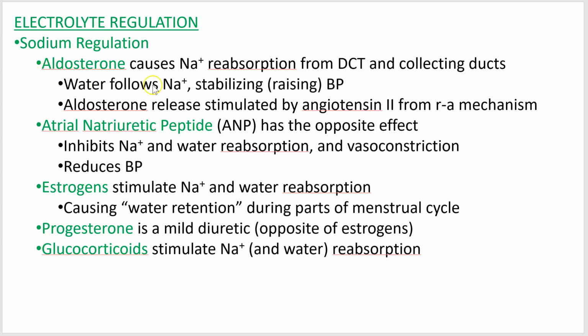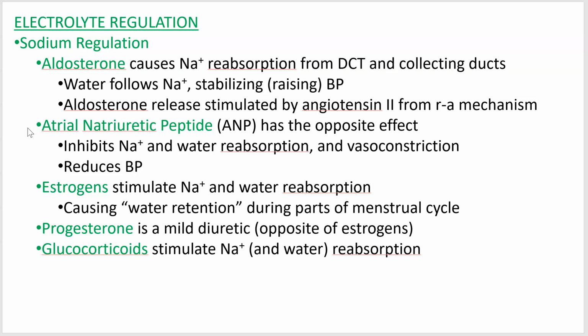Aldosterone, we're familiar with. It causes sodium reabsorption. And when you reabsorb sodium, you also reabsorb water, which then raises or stabilizes your blood pressure. Aldosterone is concurrently stimulated by angiotensin II formation. So that renin-angiotensin mechanism that we talked about in the urinary system secondarily stimulates aldosterone release, so they kind of help each other out. This angiotensin II kind of vasoconstricts, and aldosterone lets you absorb more sodium and water.